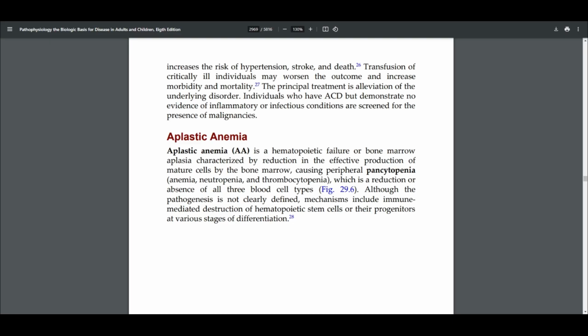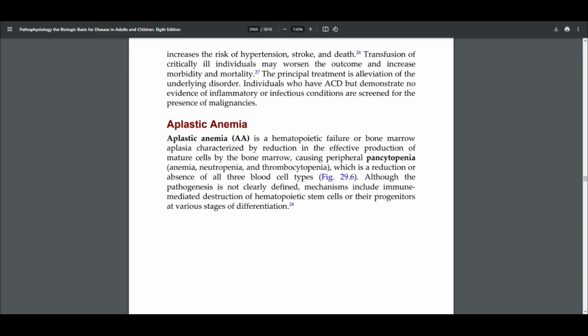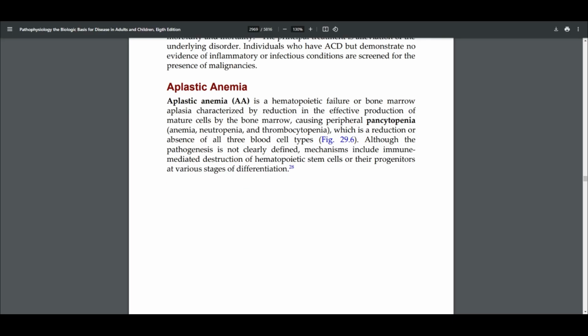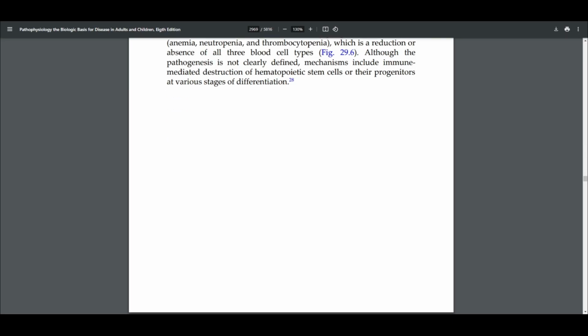Which brings us to our aplastic anemia. Aplastic anemia, or AA, is a hematopoietic failure, or bone marrow aplasia, characterized by the reduction in the effective production of mature cells by the bone marrow, which is causing peripheral pancytopenia, which is a reduction or absence of all three blood cell types. Although the pathogenesis is not clearly defined, mechanisms include immune-mediated destruction of hematopoietic stem cells and their progenitors at various stages of differentiation.